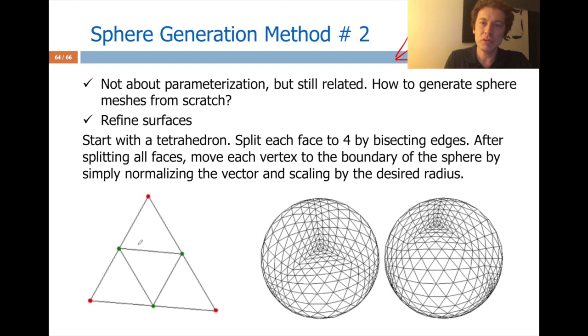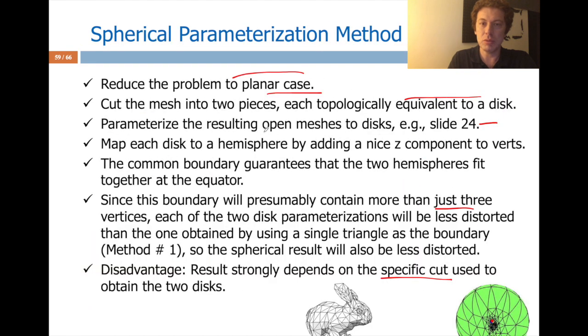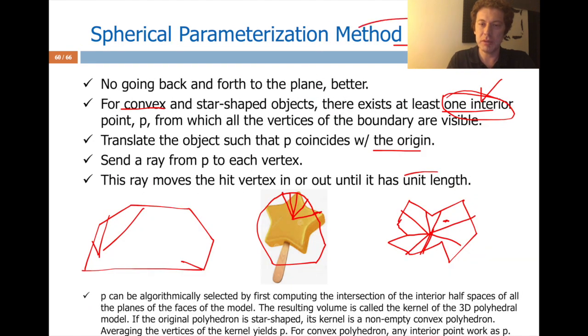And then I do the ray action. Send a ray from the center and pull the hit vertex towards the sphere boundary, where the length of this ray is 1. Then you redo the recursive subdivision and do it again and again. So the thing is, at any time you will have a star shape, and so this cool method 3 may apply.